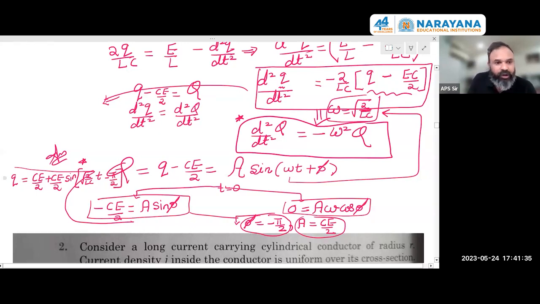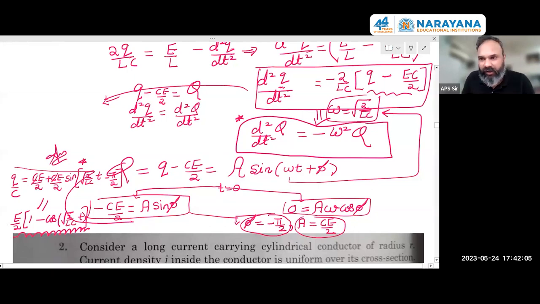And his interest is not q, he was interested in q by C. So you want to write q by C, the C will cancel out. So your answer is E by 2 into 1 plus sine of minus pi by 2, which is minus cos theta. So it is cos of root of 2 by LC into t. Effectively, the answer to the question is this.